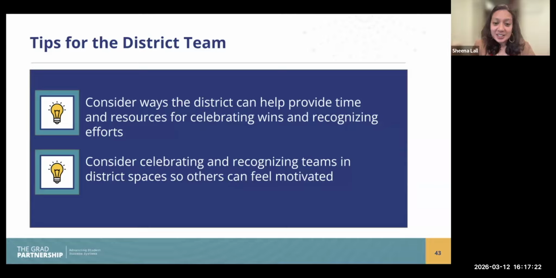And also consider celebrating and recognizing teams in district spaces so others can feel motivated. At the end of this year, we are going to have our teams present at the principals district meeting so that all the principals can see across the district all of the different initiatives that have been started through student success systems within their own district. And that can help other schools feel motivated to join or even help them see their own potential with student success systems.